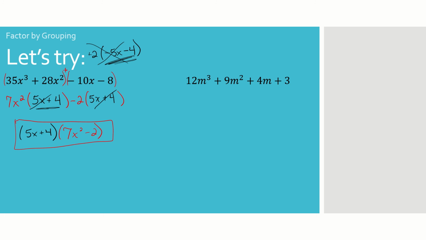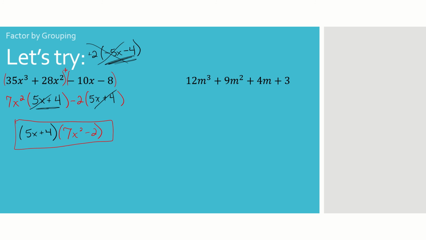Okay, next one, we have 12m to the third plus 9m squared plus 4m plus 3. I'm going to suggest that you pause the video and you try this problem. And when you think you have your answer, unpause and go through it with me and see how you did.